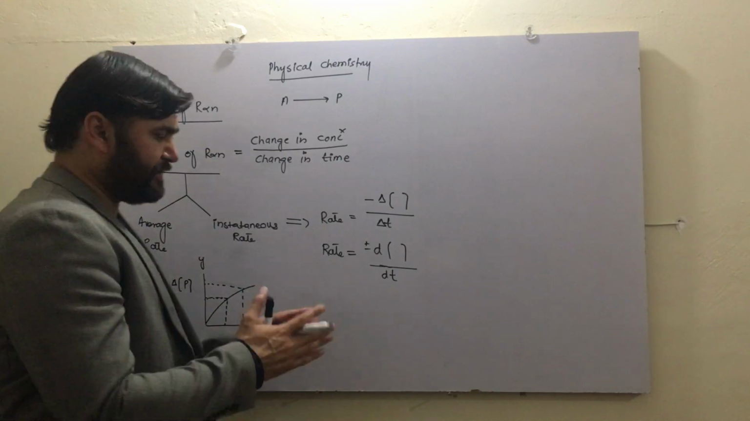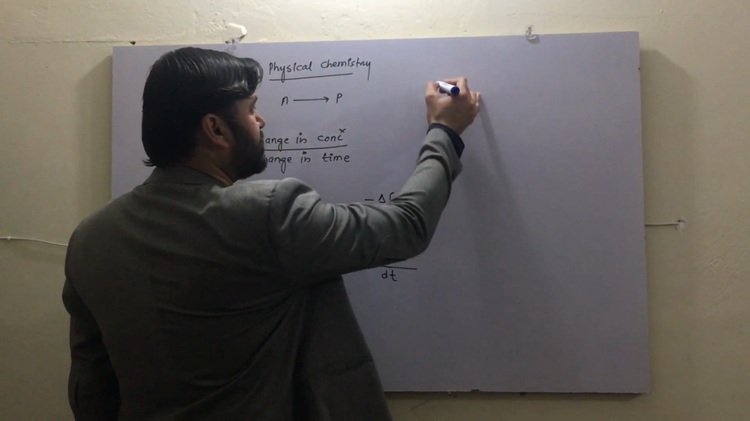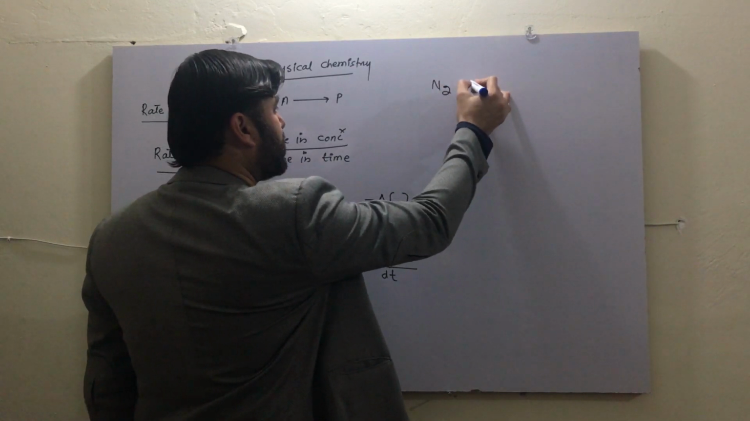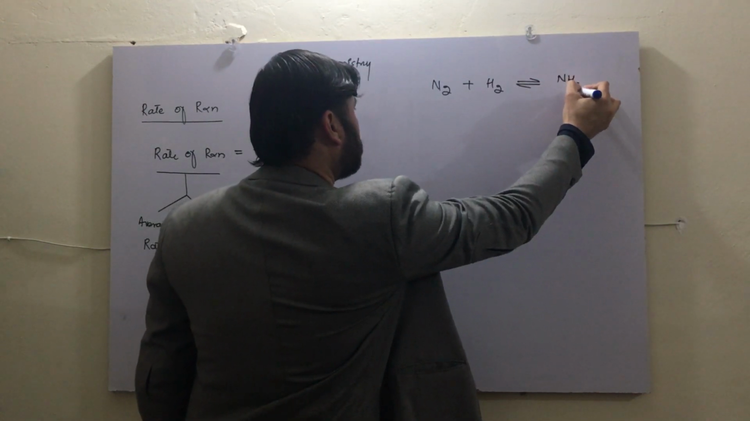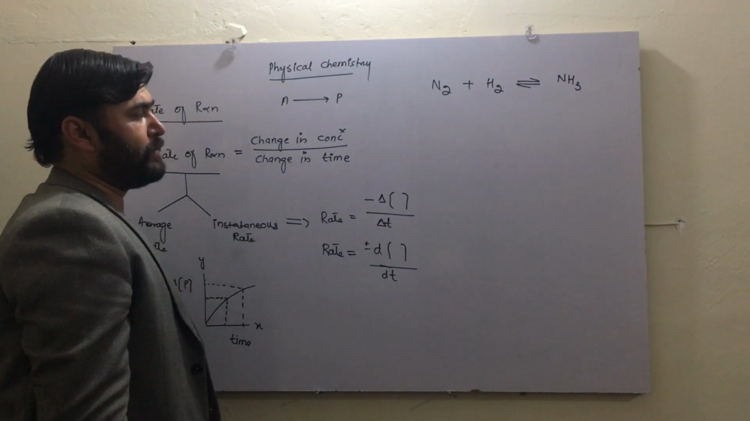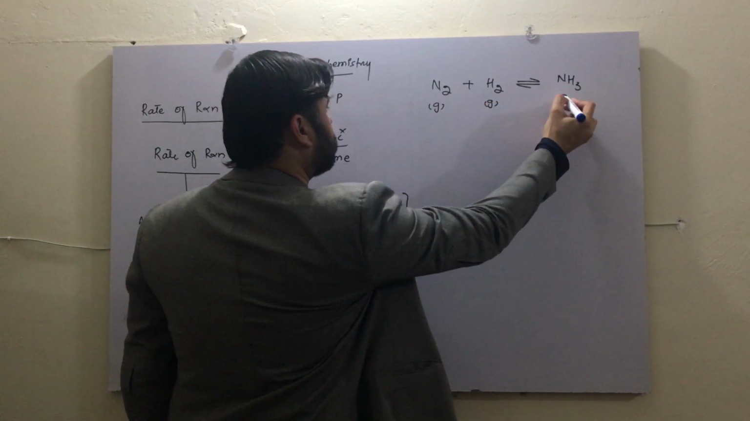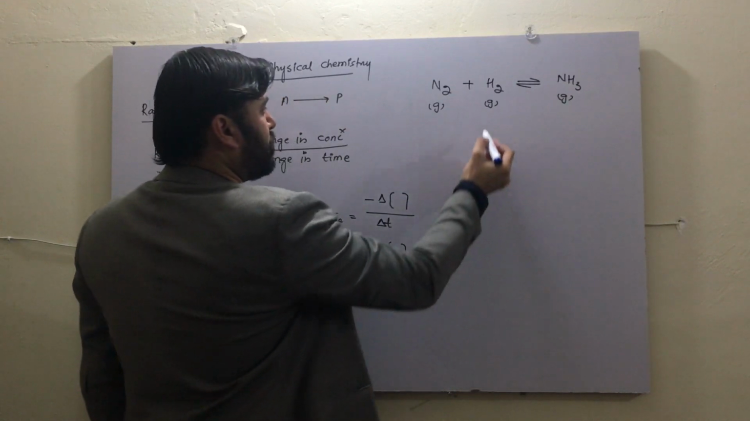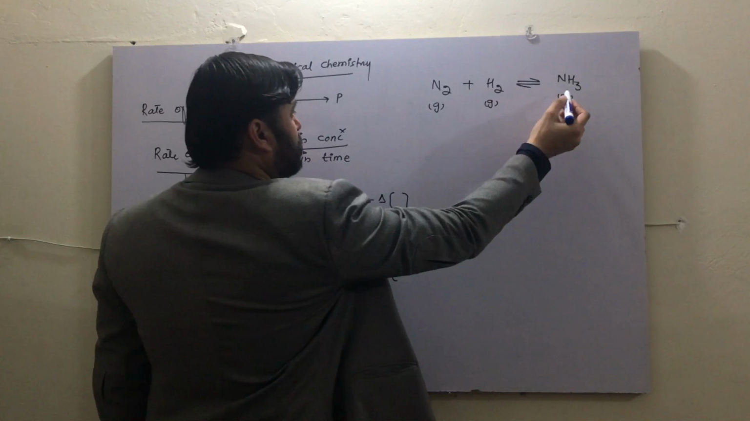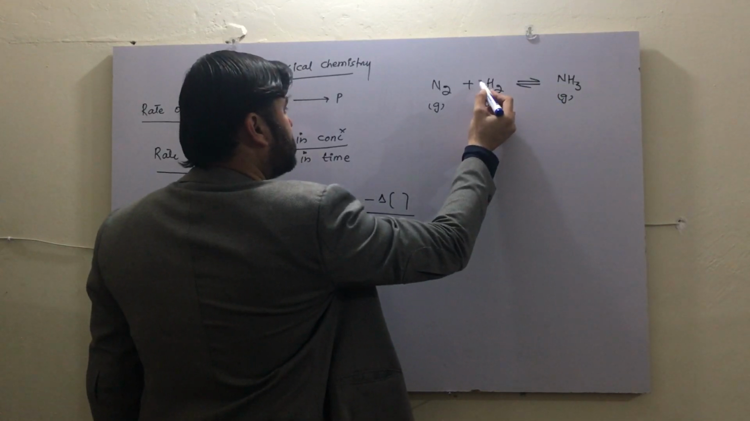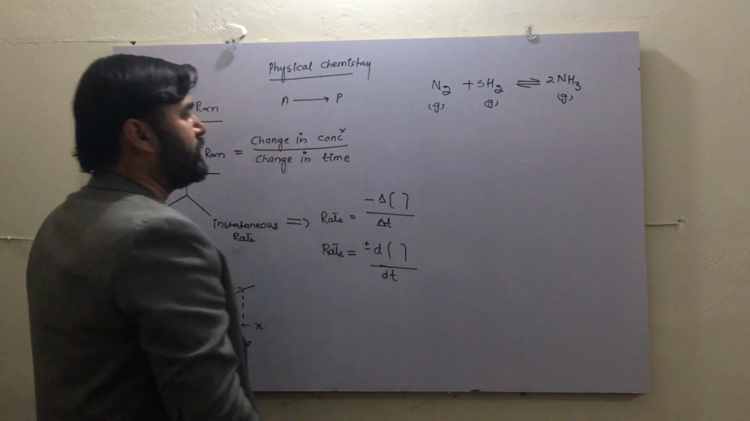It will be explained in more detail later on, but let's take a very good example, that is ammonia. N2 plus H2 goes to form ammonia. In this reaction, let's balance the equation. All are in gaseous state. Hydrogen is 3 on the product side, so the number of hydrogen will be multiplied by 3, it will become 6. How to make it 6? Just multiply it by 2.